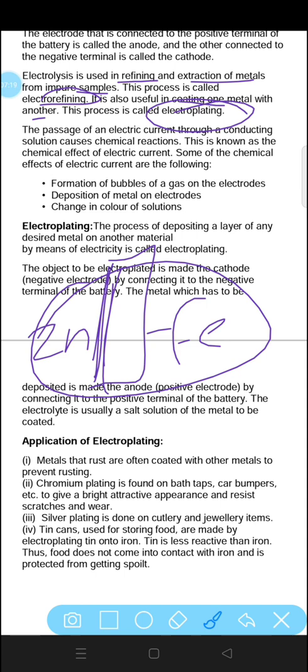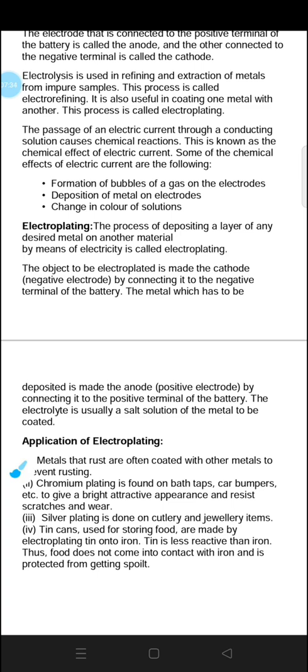The passage of an electric current through a conducting solution causes chemical reactions. This is known as the chemical effects of electric current, like formation of gas on the electrodes, deposition of metals on the electrodes, and change in the color of solution. These all are the effects of electric current.